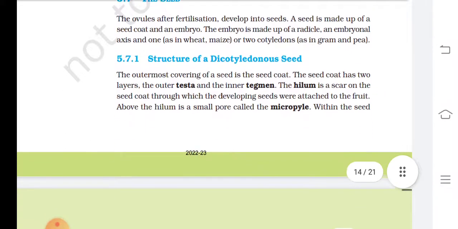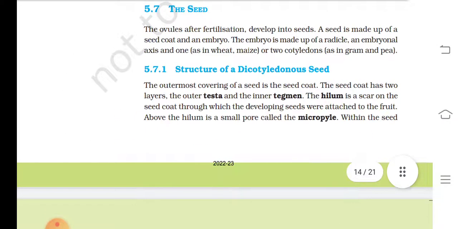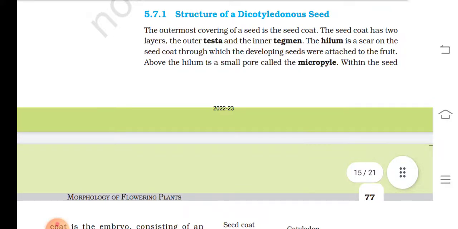5.7 The seeds. The ovules after fertilization develop into seeds. A seed is made up of a seed coat and an embryo. The embryo is made up of a radicle and an embryonal axis and one cotyledon, as in wheat and maize, or two cotyledons, as in gram and pea.